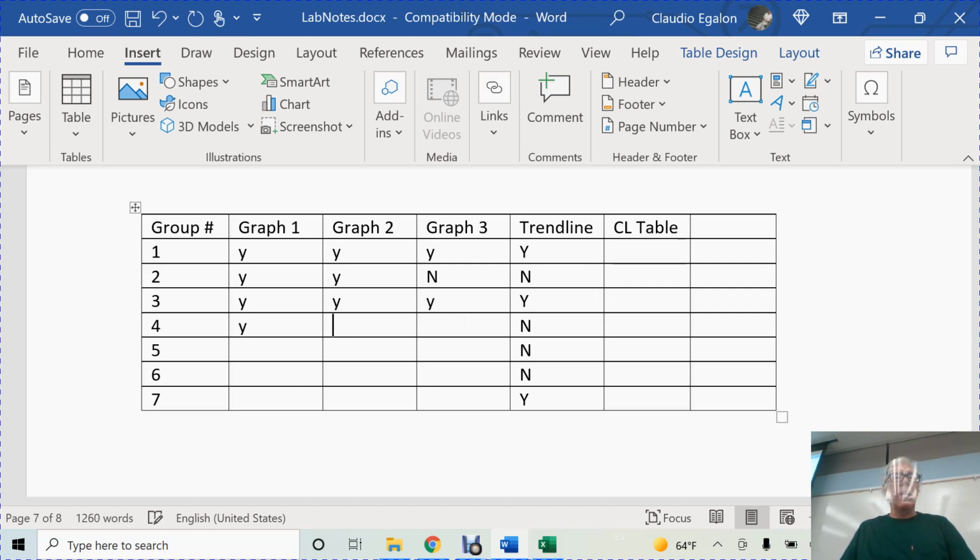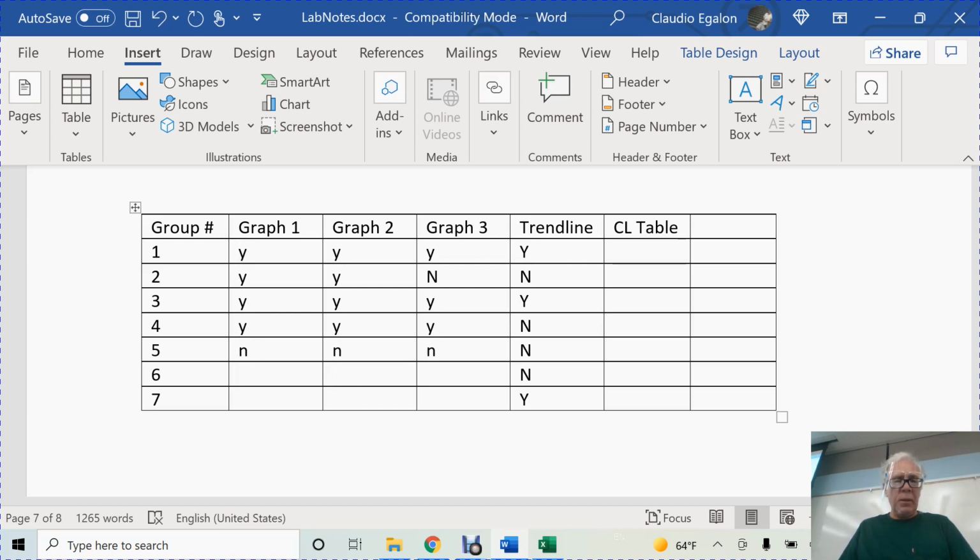Group number 4, graph 1? Yes. Graph 2? Yes. Graph 3? Yes. And the trend line? Not yet. Not yet, okay. Trend line and R square, right? So group number 5, graph 1? No? Okay, so go ahead. Not yet, right? So you didn't do graph 2, you didn't do graph 3 either, right? Okay, so go ahead, start working on that.